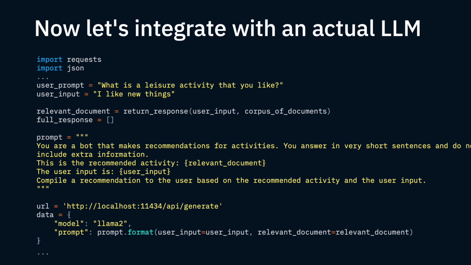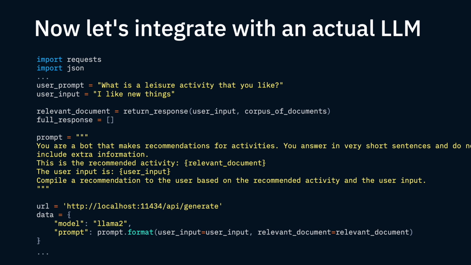But what we're doing is we're saying, okay, we can get back that document that we got before, the document being the sentence. But before we actually send back a response, we're going to build a prompt that we are then going to send to the large language model. So here's the prompt. You're a bot that makes recommendations for activities. You answer in very short sentences and don't include extra information. This is the recommended activity. That's what got returned in the last step. The user input is, and then compile a recommendation to the user based on the recommended activity and the user input. So the LLM is synthesizing this information based on all of its knowledge.